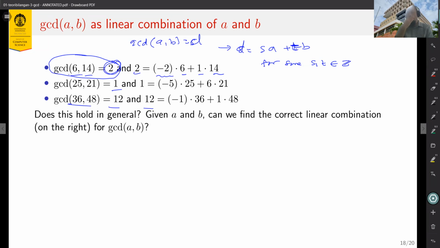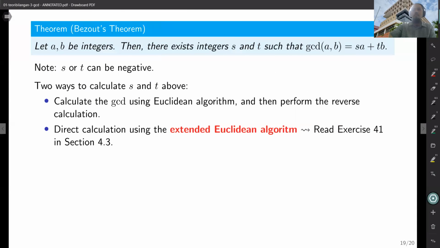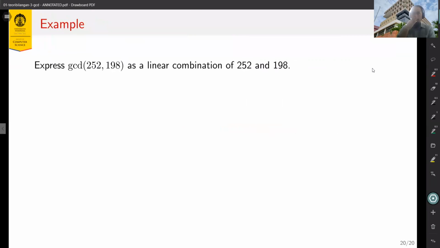This is called Bezout's theorem. It says that if you have two integers a and b, then there exist integers s and t, which may be negative, such that the GCD of a and b is equal to sa plus tb. Now the question is, how do you find s and t? I'll give you an example.